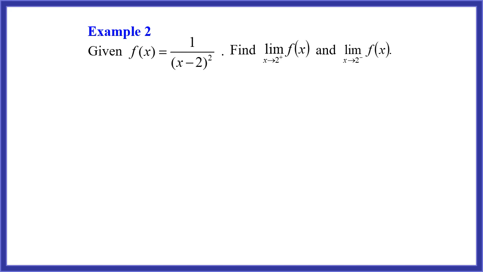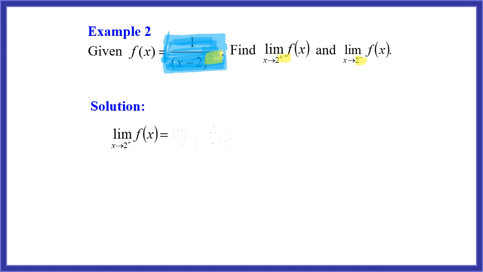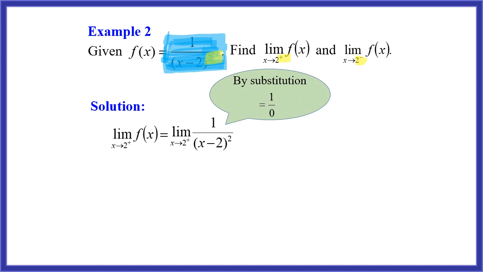Example 2. Given f(x) is equal to 1 over (x minus 2) all squared. So what is the difference from the first example? This one has a power of 2, a square here, a power of an even number, right? Find the limit of f(x) as x approaches 2 from the right side and from the left side. So from the right side, we substitute into the function and directly using substitution, we get 1 over 0, right? Because 2 minus 2 is 0.